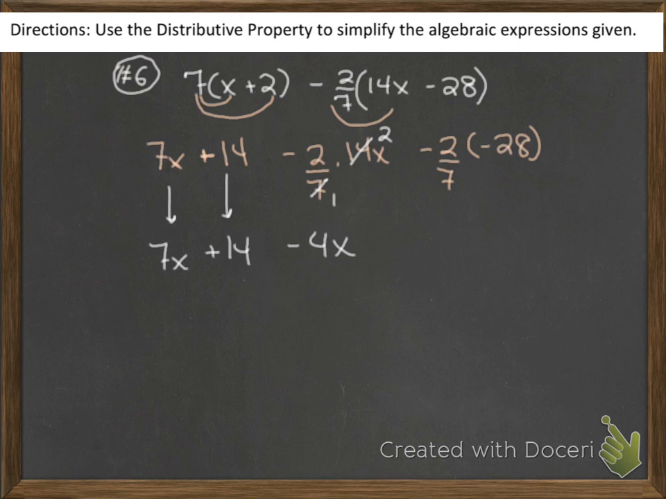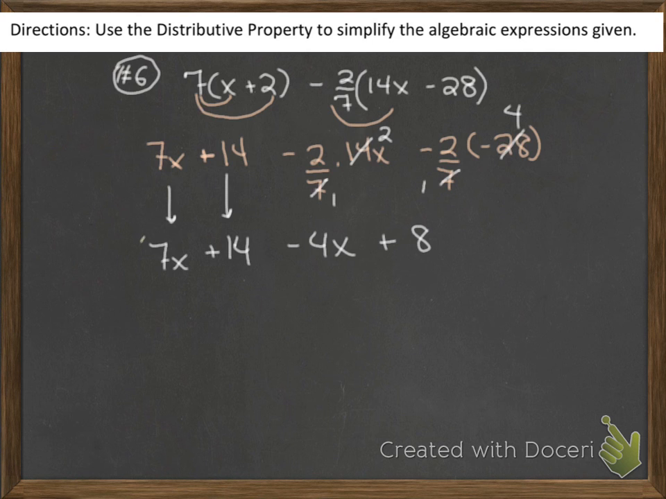Okay, over here I have a negative 2/7 times negative 28. Just looking at that, I know that the negative times the negative is going to give me a positive. Okay, I can also say that 7 goes into 28 4 times, and 7 goes into 7 once. So again, I have a negative 2 times a negative 4. That gives me a positive 8. If it makes you more comfortable, you can write it as positive 8 over 1. But again, you don't need that denominator. So now we have 7x plus 14 minus 4x plus 8.